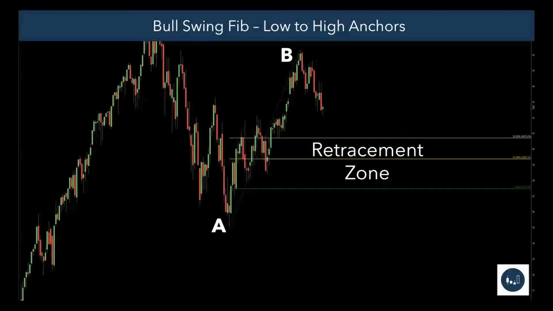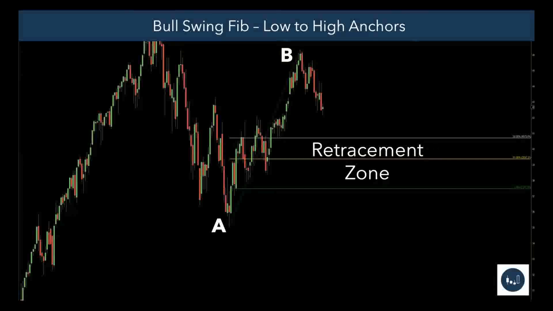So here's kind of the most basic bull swing Fib with low to high anchors, where we've got our low down at A, we've got our high up at B, and it's very important to get the snapping and position placement of the anchors right on your price levels, because that's going to make a huge difference for your retracement and your extension levels. Now, this is a weekly chart. This is the S&P 500 through the ticker ES.